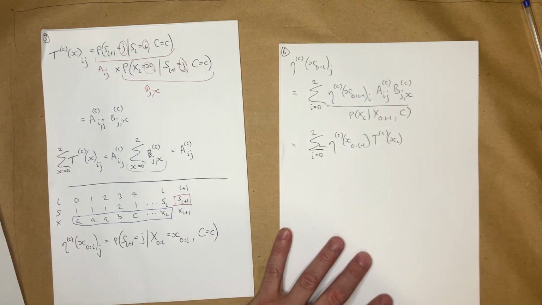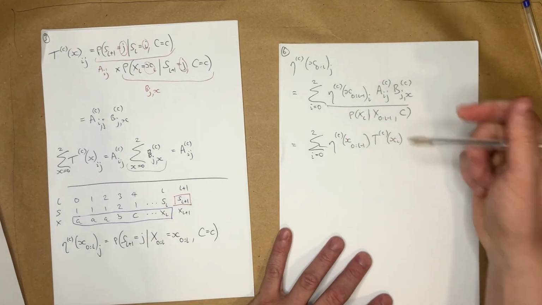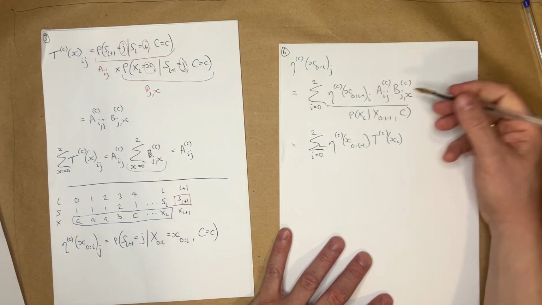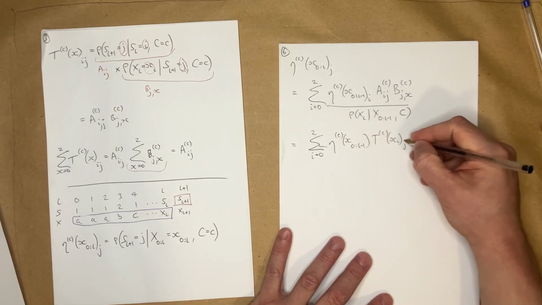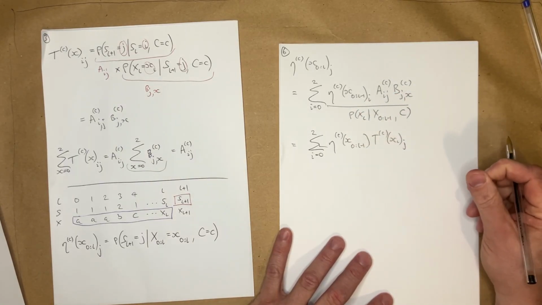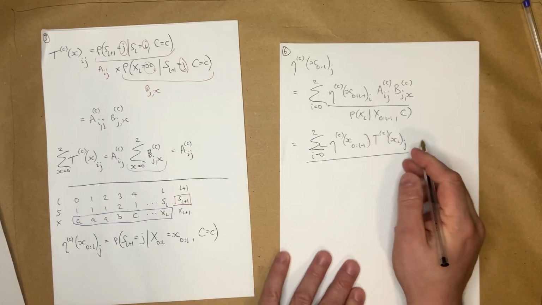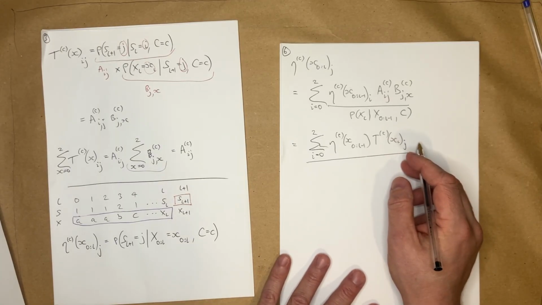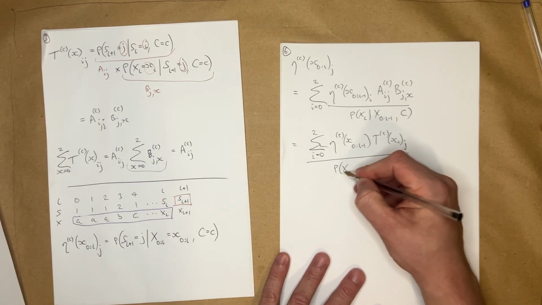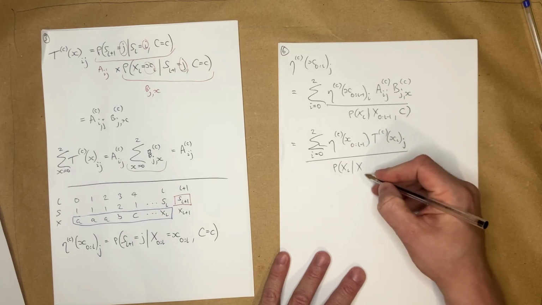And I've just realized, no, it's okay. We have our J index here, but I need to put the J index on T. Yeah, okay. And again, writing the denominator.